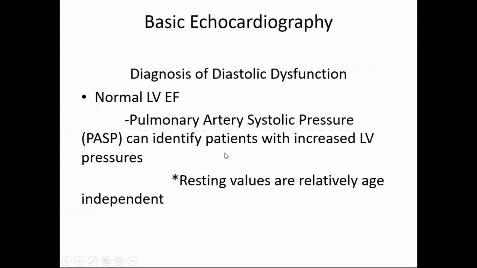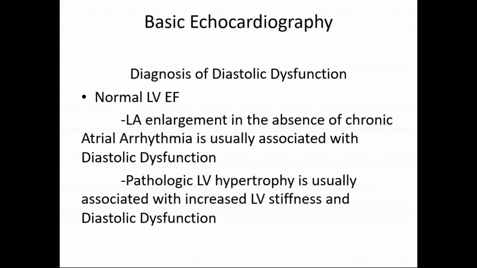Again, your pulmonary arterial systolic pressure is important. We use the TR velocity as a surrogate. The worse the diastolic dysfunction, the greater the TR velocity. Your pulmonary pressure is going to be increased. And then left atrial volume. The bigger the left atrial volume, usually the worse the stage of diastolic dysfunction. Of course, you have to make sure there's nothing else causing left atrial dilatation. Make sure there's no mitral stenosis, no significant mitral regurgitation.